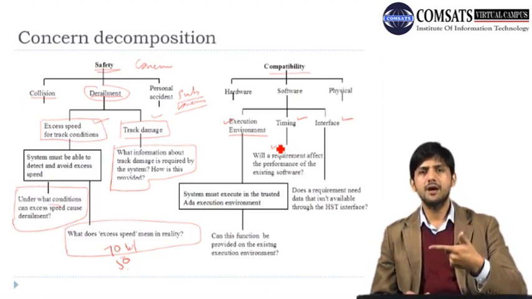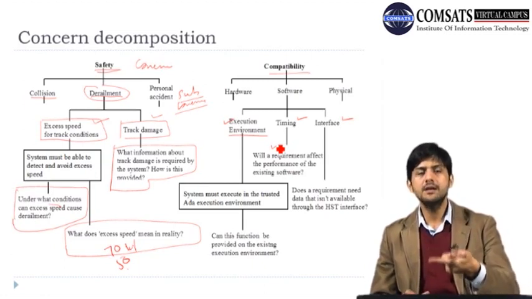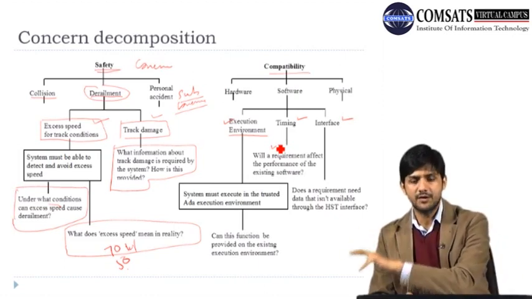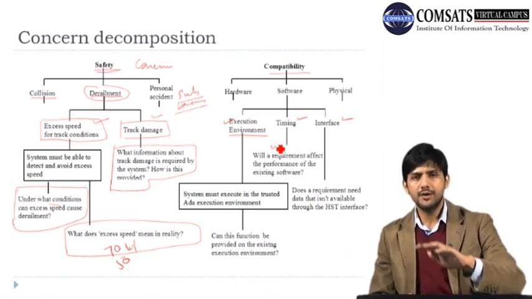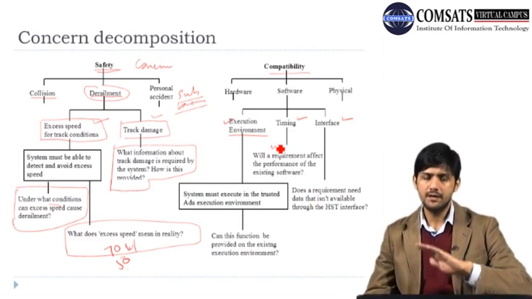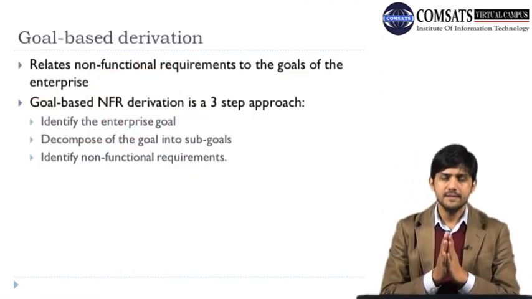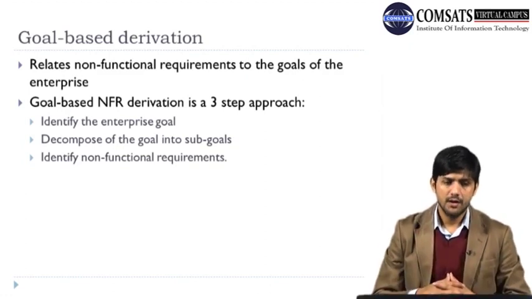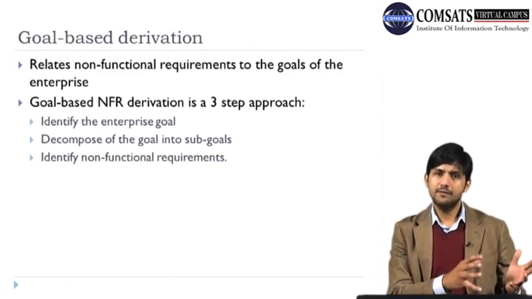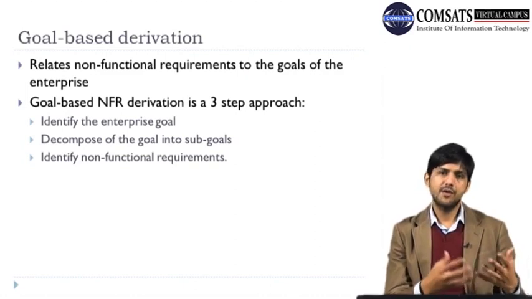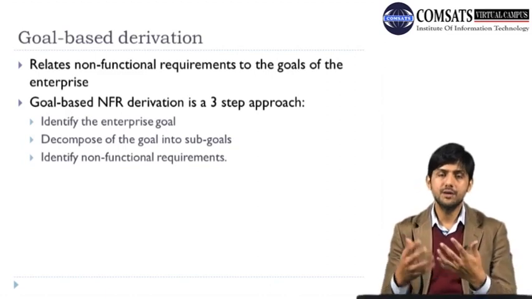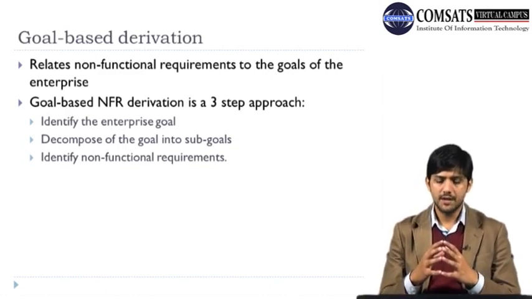So we need to actually figure out how this concern can be translated as a non-functional requirement in my software requirement specification document. For that purpose, we do this concern decomposition. Now let's look at goal-based derivation. We have seen that one way of deriving non-functional requirements is to identify the concerns, then through concern decomposition figure out what the non-functional requirements are.